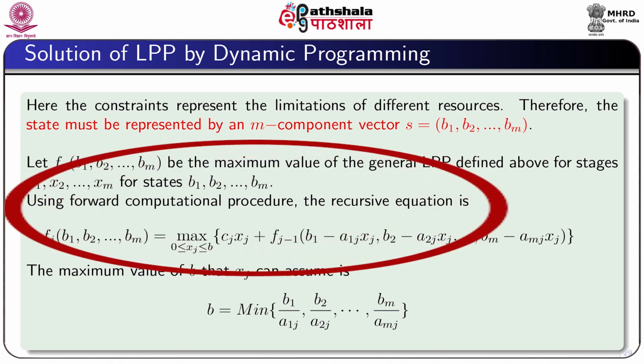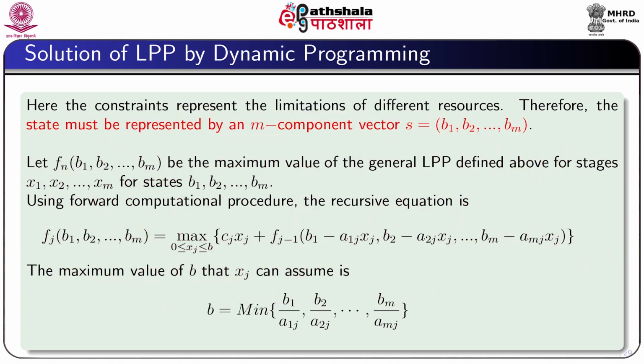Now, using forward computational procedure, the recursive equation can be obtained as f j of b 1, b 2 up to b m is equal to the maximum of c j x j plus f j minus 1 of b 1 minus a 1 j x j, b 2 minus a 2 j x j, ..., b m minus a m j x j, where 0 is less than or equal to x j less than or equal to b.